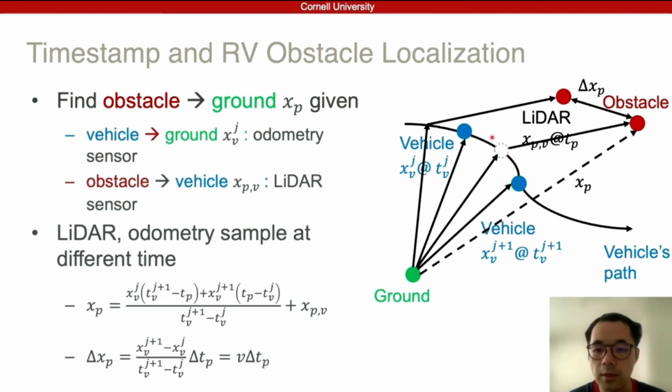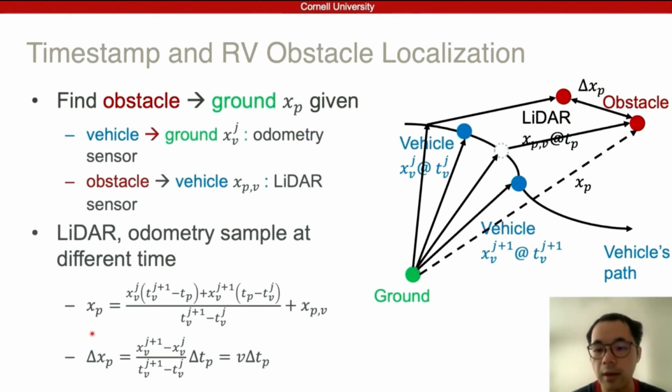But the issue is the sensors are sampled at different times, so we have to use the timestamp to interpolate the position of the vehicle at time TP. We get the location of the obstacle XP using this equation. We see XP is a function of TP, so its derivative, delta XP, is also a function of delta TP, which is the timestamp error. Thus, an interrupt will cause timestamp errors, which will lead to localization errors.